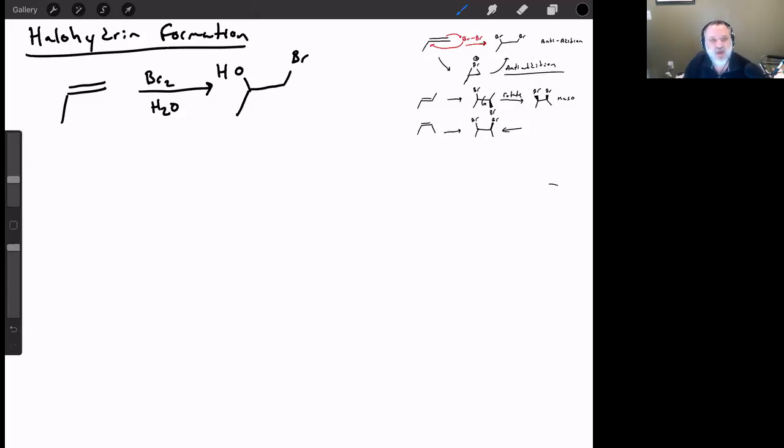So this is a halohydrin. Here's your halogen part. Here's the water part. That's what the hydrin is. And so you get a Br on one side and an OH on the other side. But take a look at what the regioselective outcome is. From a regiochemical standpoint, the OH adds Markovnikov.